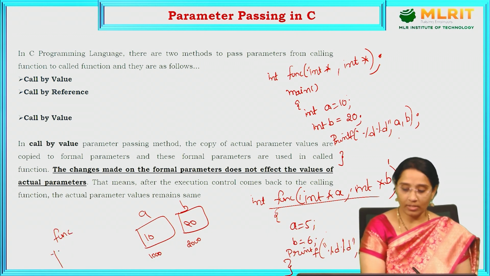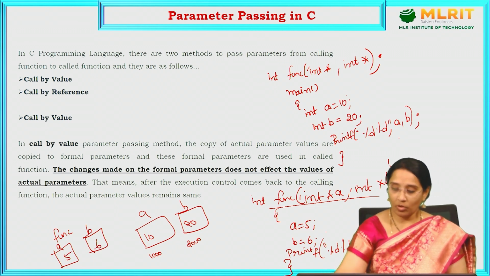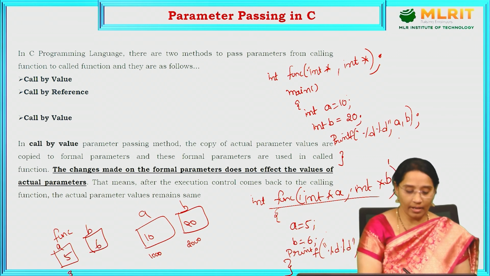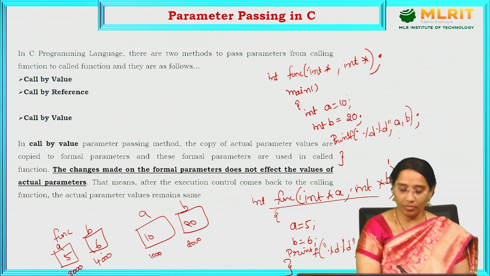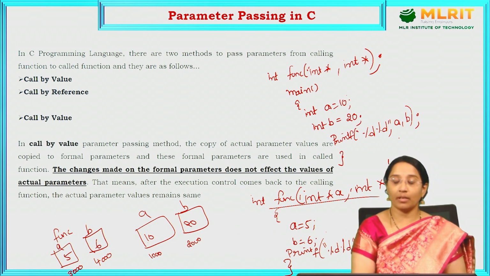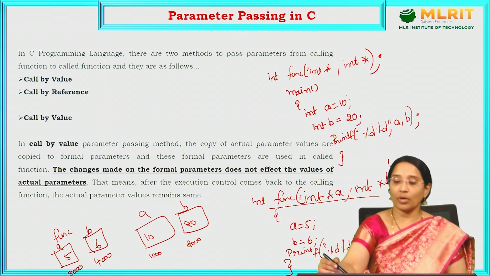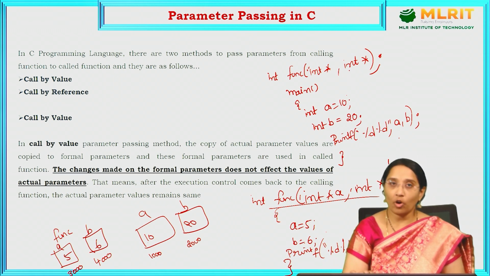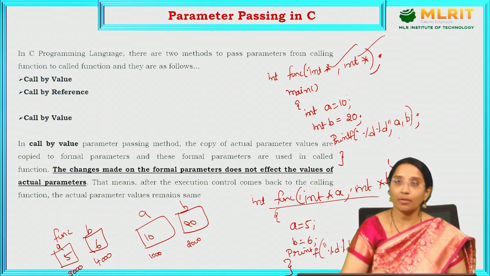Func also has two variables a and b, which are 5 and 6. What does a contain? A contains the address of a, and b contains the address of another variable. Let's consider that it is at 4000. So this is how the memory is represented. Here, instead of passing normal variables, we have passed pointers.